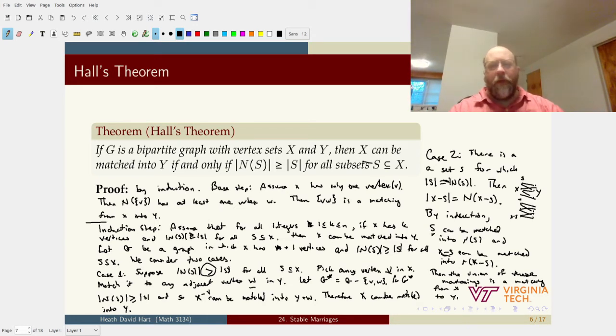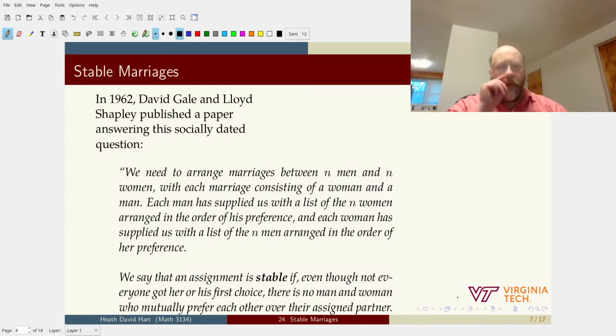All right. So case 2 is a little harder to prove than case 1, but this finishes up the proof of Hall's theorem. All right. So let's look at stable marriages here.